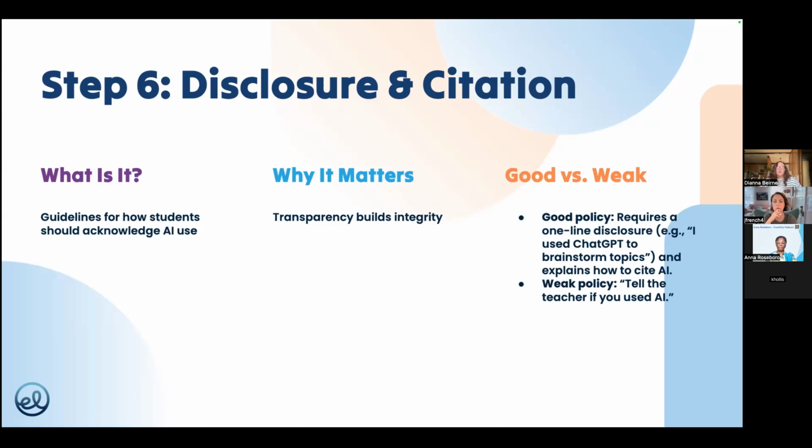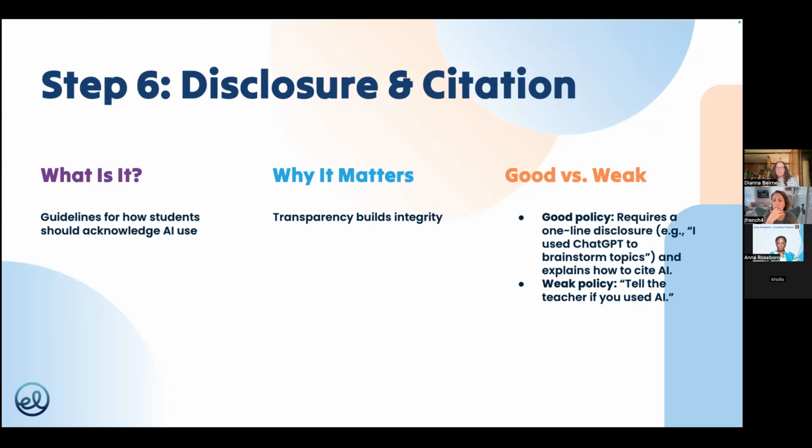This is something that I think was missing a little bit leading up to where we are now in terms of students using AI: students were using AI but weren't necessarily saying that they were using it. Disclosure and citation are important. And what is this? These are guidelines for how students should acknowledge AI use. It could be just a simple line, as you see here on the screen where it says good policy. It could just be a simple line in their assignments, or at the end of assignments, that discloses that they used it. And they can formally cite it.